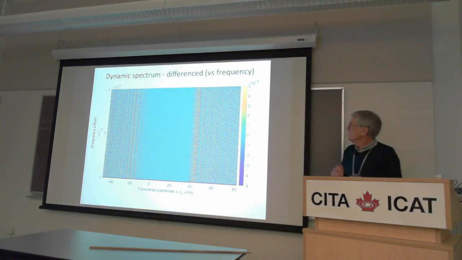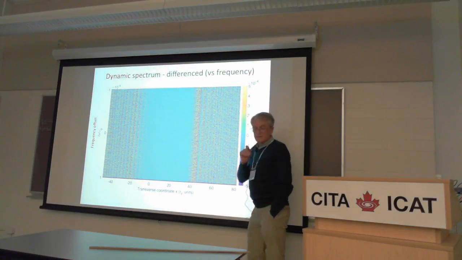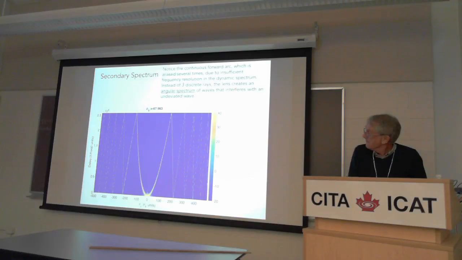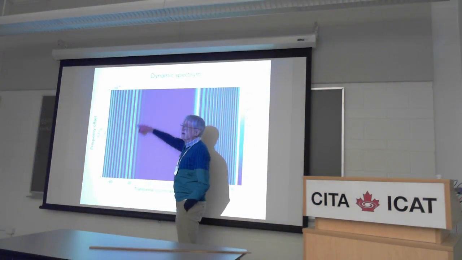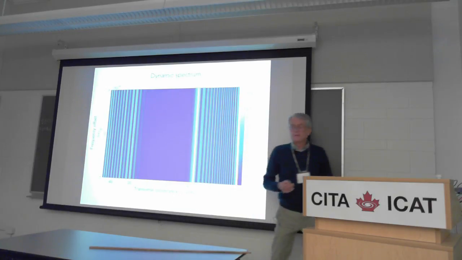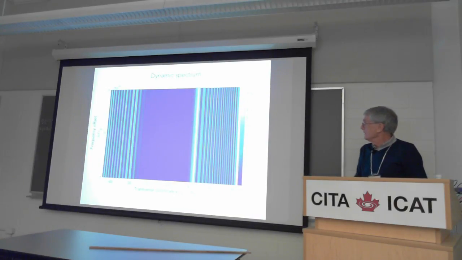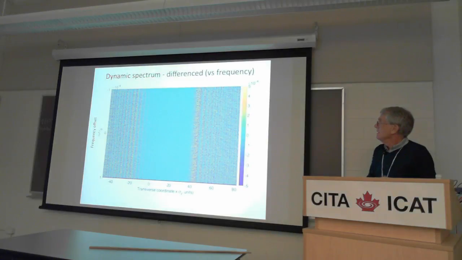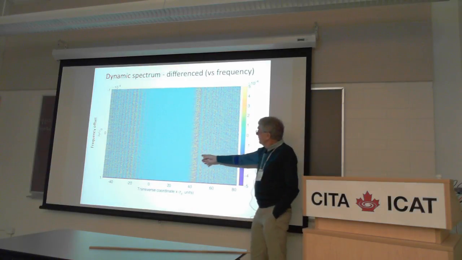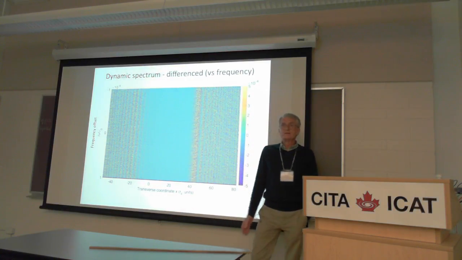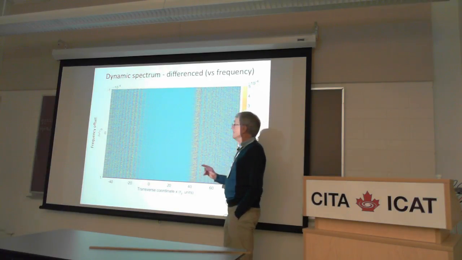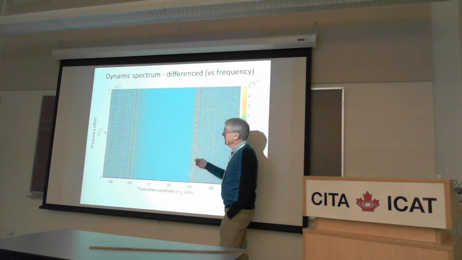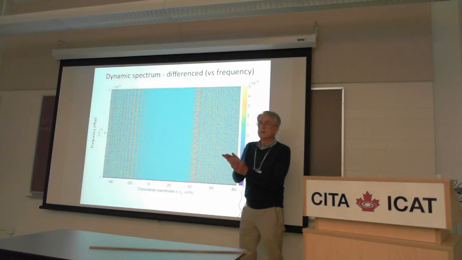So what I did was to take this one and do a difference in the frequency direction and plot the difference. That's the first difference versus frequency. Now you can see this sort of fine scale structure. And I couldn't figure out really what they were, but I think what they are is the interference between these multiple ray paths.